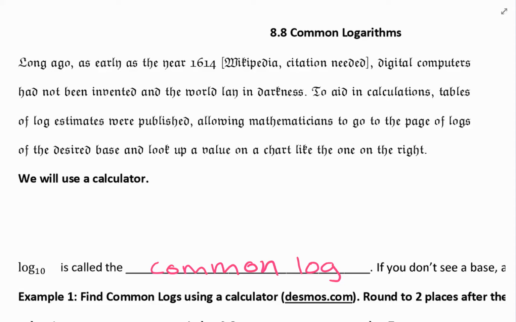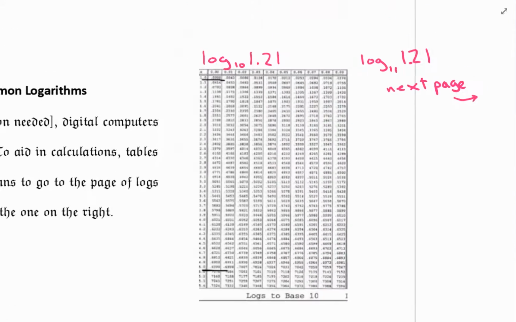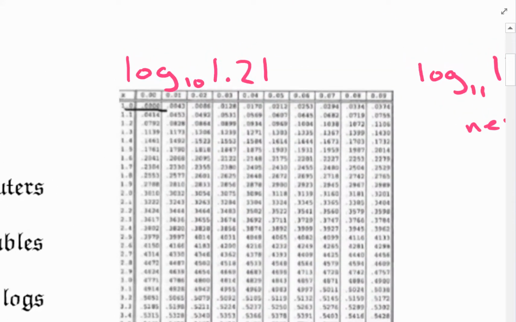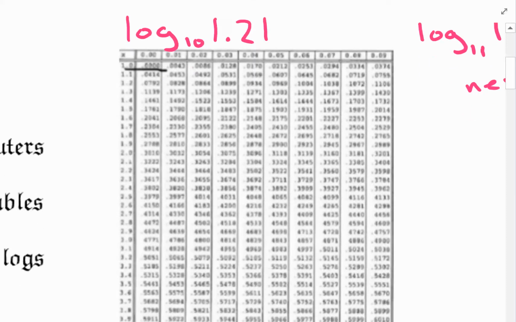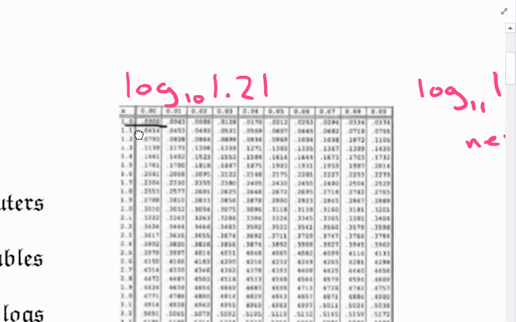Before there were calculators, you had to use these books of log tables to approximate the value of a log. So if you wanted to find, say, log base 10 of 1.21, 1 and 21 hundredths, you would need to make sure you were on the log base 10 table and then find log of 1 is here, log of 1.21 would be here. So you would have to look up what the value is before calculators.